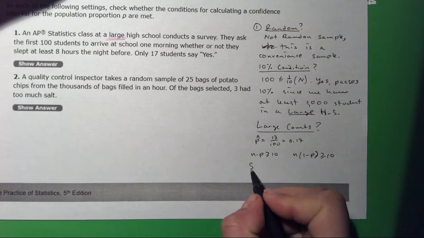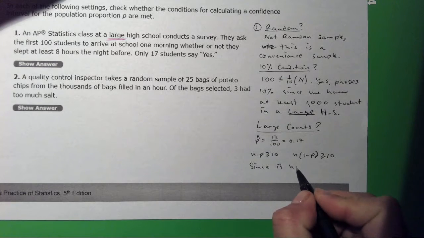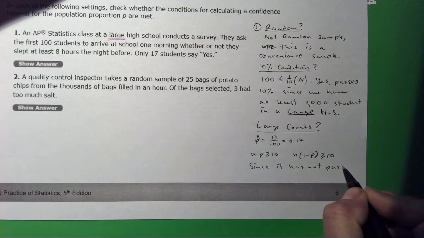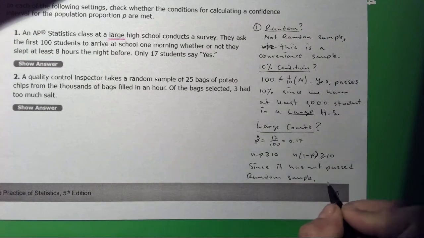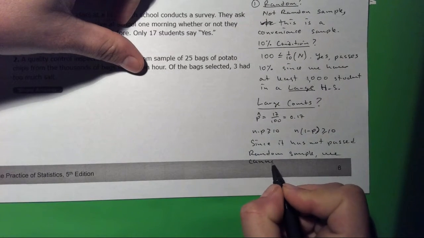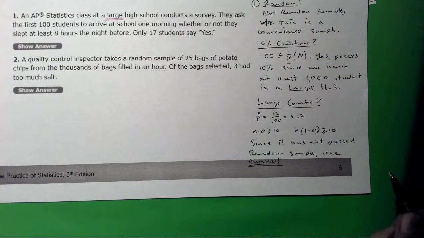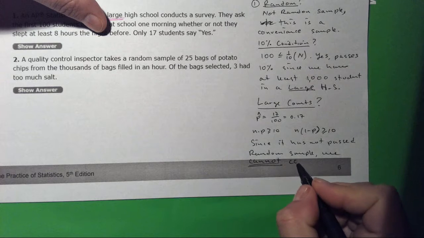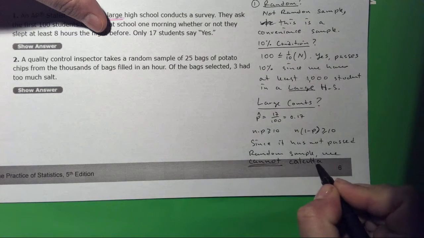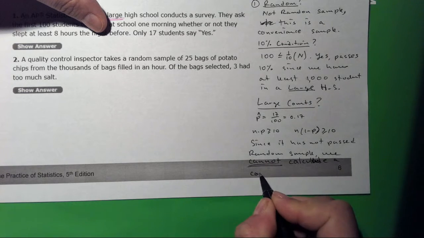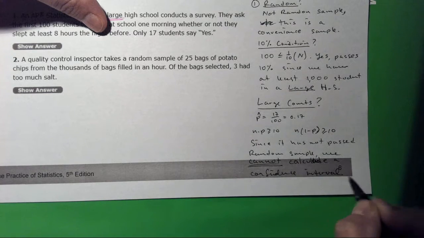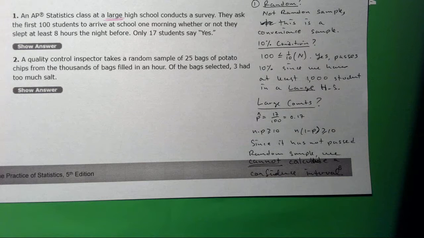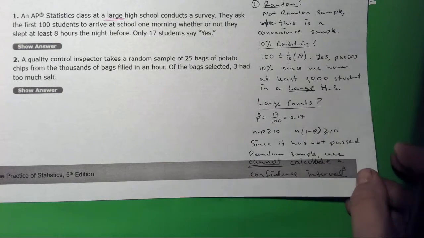But since it hasn't passed random sample, we cannot calculate a confidence interval. Sorry if you can't see that very well, but that's what it says. Since it has not passed the random sample, we cannot calculate the confidence interval. Okay, that's number one.